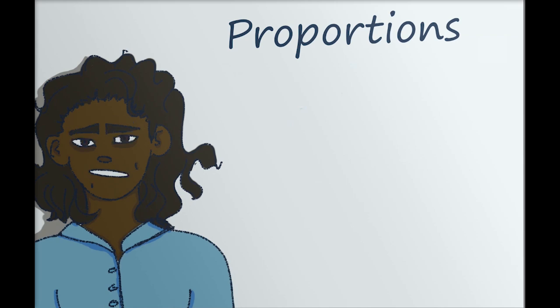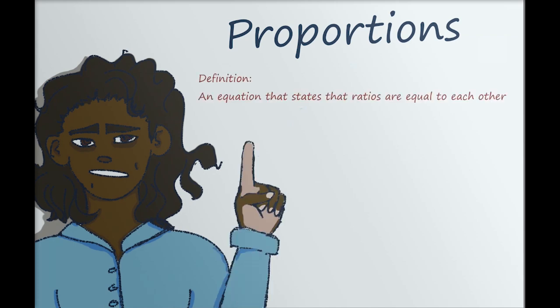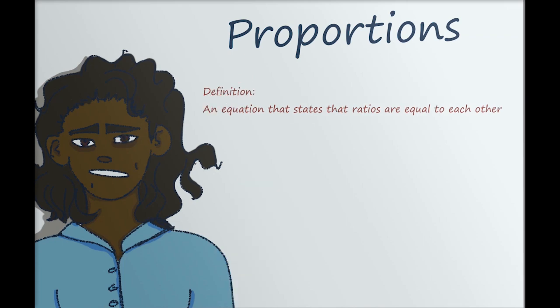Alright, let's go. So the first thing that you need to know is a proper definition of a proportion. I have one for you right here. A proportion is an equation that states that ratios are equal to each other. So pretty much what that means is you can have two fractions, let's say 1/2 and 2/4, and they're equal to each other. Or, shall I say, they're proportionate to each other.